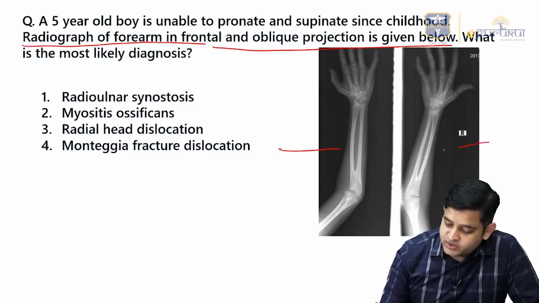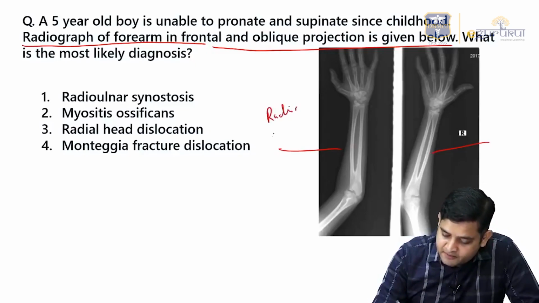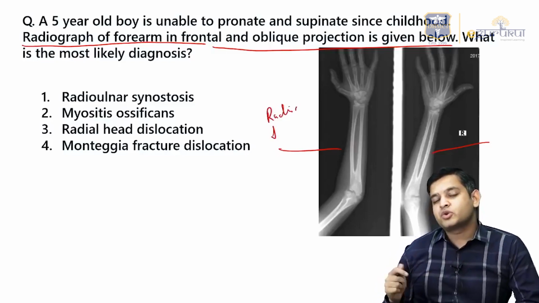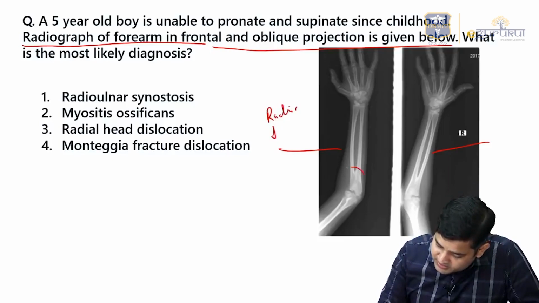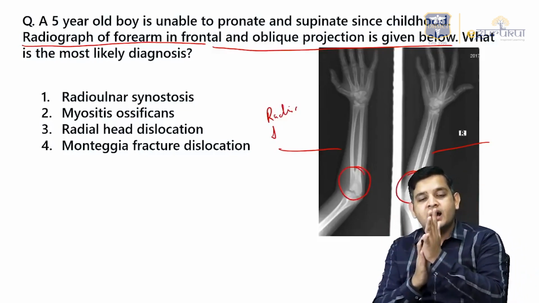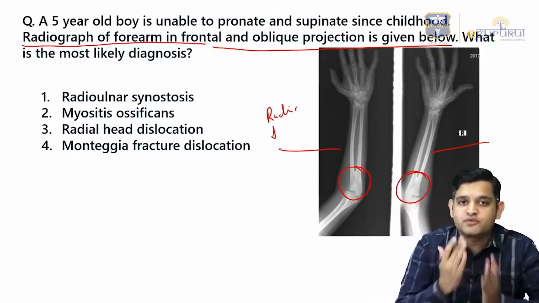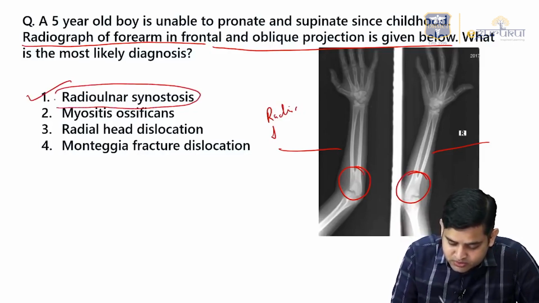Now you could see the radiograph. Now you know that you are seeing the radius and ulna. And you know that the supination and pronation is occurring at the radio-ulnar joint. Now see what is happening over here. See, the proximal radius and the ulna are fused to each other. There is a bony fusion between them, and that is a radio-ulnar synostosis.